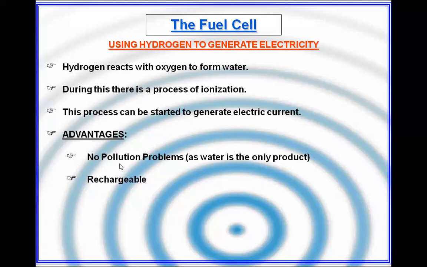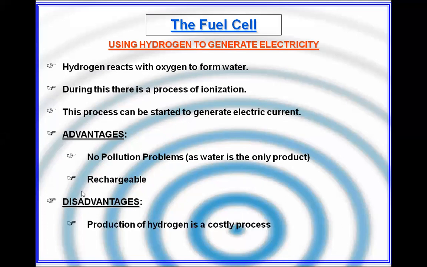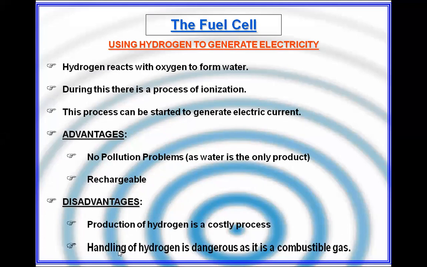Advantages: no pollution is produced, like carbon dioxide or carbon monoxide, and it is rechargeable. It is also called renewable. But the disadvantage is that production of hydrogen is a costly process. Handling of hydrogen is dangerous and it is a combustible gas. So the fuel cell has advantages and disadvantages, but there is no harm of producing any kind of pollution in the air at all.